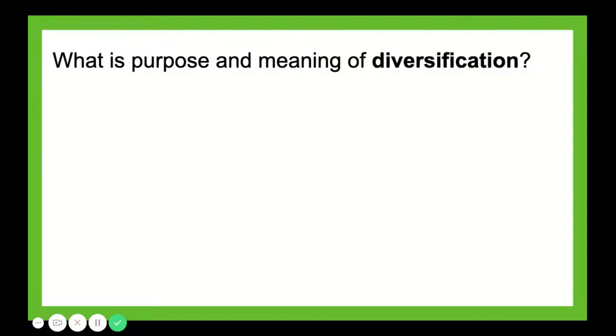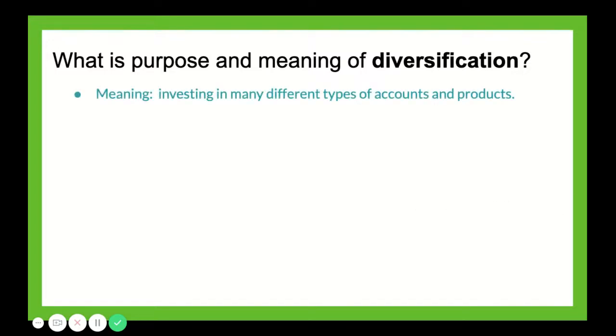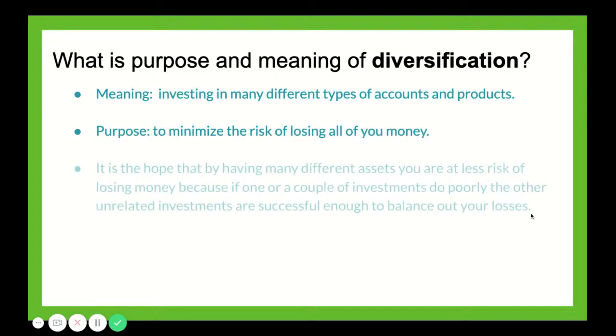So what did we learn from the video is the purpose and meaning of diversification. The meaning of the word diversification, in this case when you're investing, is investing in many different types of accounts and products. The purpose of investing your money in lots of different accounts and products is to minimize or reduce the risk of losing all of your money. If one account or product tanks, you've still got the money that's in the other accounts and products safe.